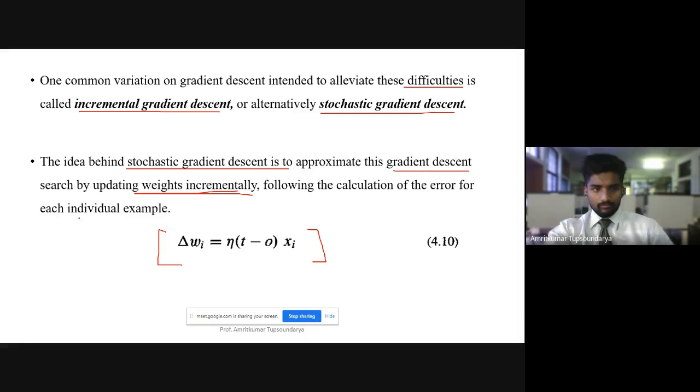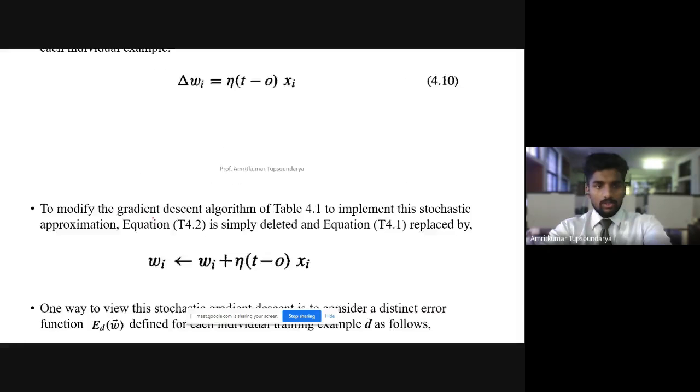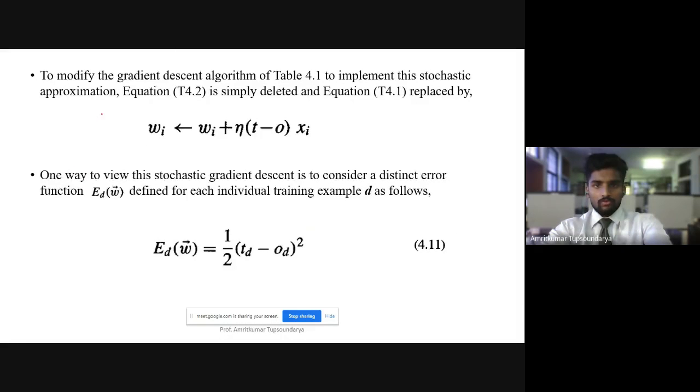For each individual example, we calculate the error. I hope you remember in the previous class we discussed how it is different from the standard gradient descent. The standard gradient descent takes the summation of the error considering all the training examples, whereas in the stochastic gradient descent we consider each and every example and calculate the error for each of them. So that is one difference that we saw. We saw a few formulas which can be modified in the gradient descent to make it a stochastic gradient descent. Hope you remember the gradient descent algorithm.